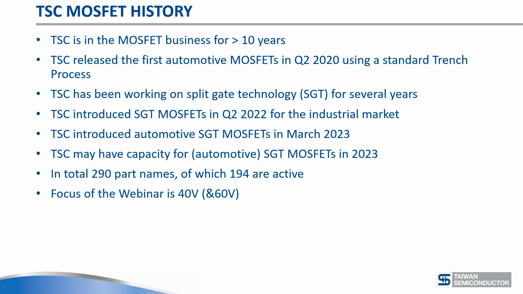Whereas with diodes, it's easy to say we have a product portfolio that covers 90–95% of the business, the same with TVS. So you can design everything with our diodes. In MOSFETs, we have 290 part names, of which 194 are active, and that includes super junction, the 600-volt ones. So the focus of the webinar is to pinpoint where we are active and help you focus your resources so you don't spend time cross-referencing hundreds of part names, of which we may only have 10 or something like that. So we really want to focus you on these new parts, 40 and 60 volt MOSFETs.